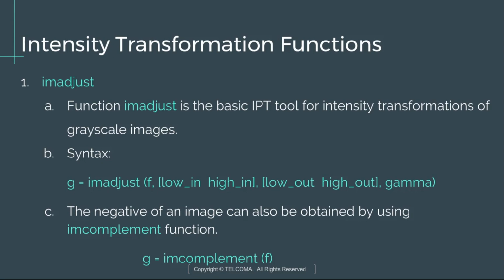Parameter gamma specifies the shape of the curve that maps the intensity values in f to create g. If gamma is less than 1, the mapping is weighted toward higher or brighter output values. If gamma is greater than 1, the mapping is weighted toward lower or darker output values. If it is omitted from the function argument, gamma defaults to 1, that is linear mapping. The negative of an image can be obtained with toolbox function imcomplement, whose syntax is g = imcomplement(f).